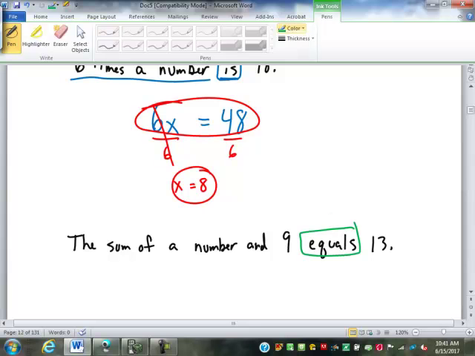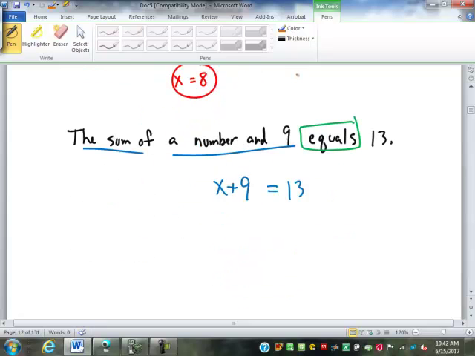So on the left side here, the sum of a number and 9, how do we write that in symbols? X plus 9. And then, of course, equals is the equal sign, 13. And then, what would we do if we had to solve this for x? Subtract 9. X equals 4.